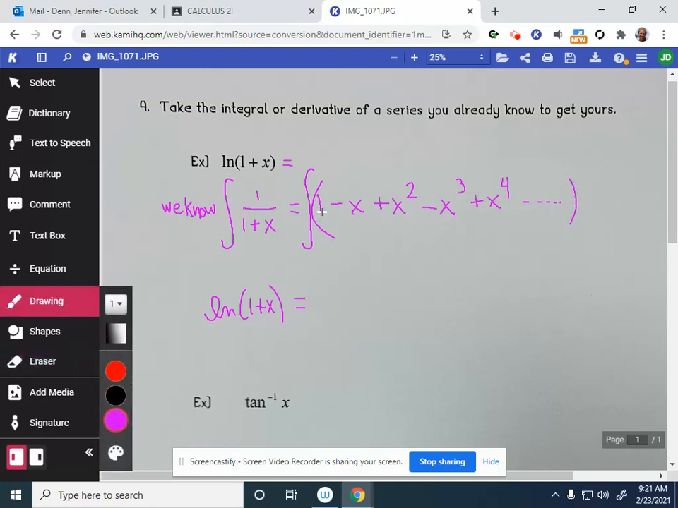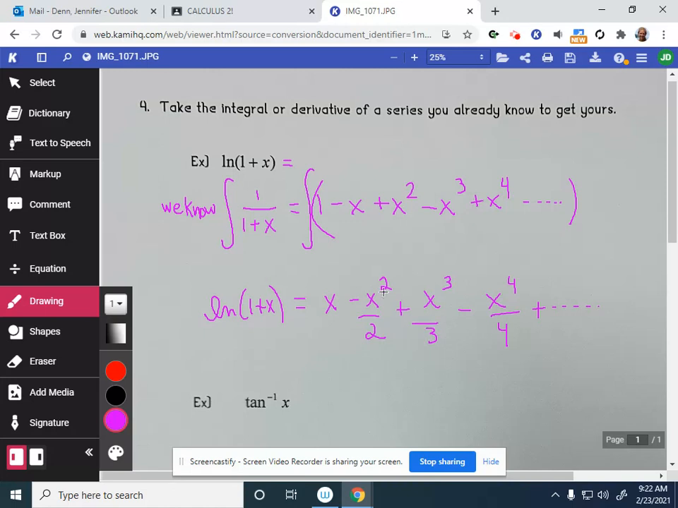So what's the integral of 1? The integral of 1 is x. Pardon me. The integral of x is x squared over 2. The integral of x squared is x to the third over 3. Integral of x to the third is x to the fourth over 4, and so on. And there we go. That is my series for the natural log of 1 plus x. Crazy! Crazy, right?